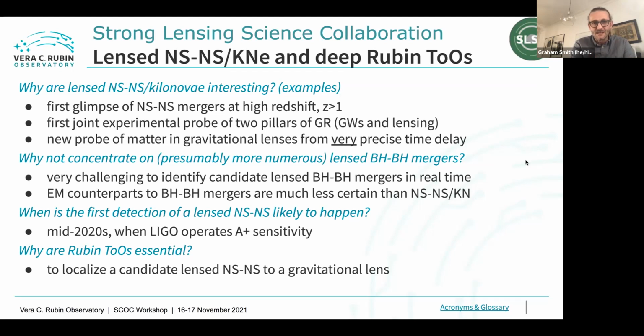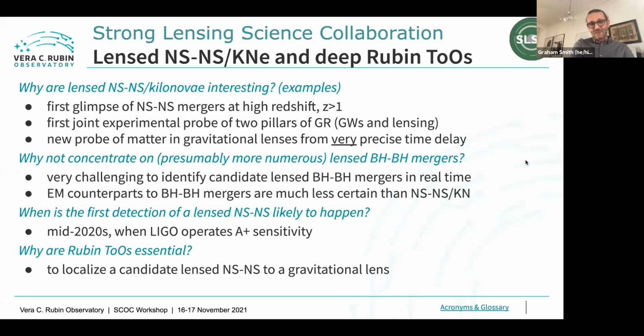LIGO will give us an amazingly precise measurement of the time delay between the two signals. I would like to say that will give us a constraint on H0 to a precision of centimeters per second per megaparsec. Actually, I can say that, a precision, but it won't be very accurate. So we can learn a huge amount of astrophysics from that.